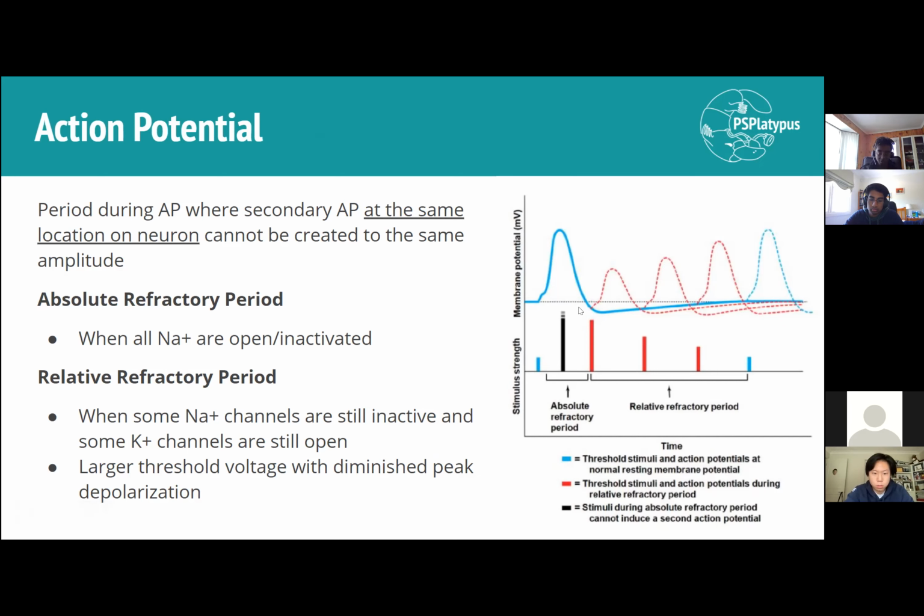So after the absolute refractory period is going to be a short relative refractory period where some sodium channels are still inactive and some potassium channels are still open. So some of the channels are still going to be used. However, if we have a large enough stimulus, so the stimulus strength required is going to increase, we can create an action potential, but the action potential created would have a diminished peak depolarization.